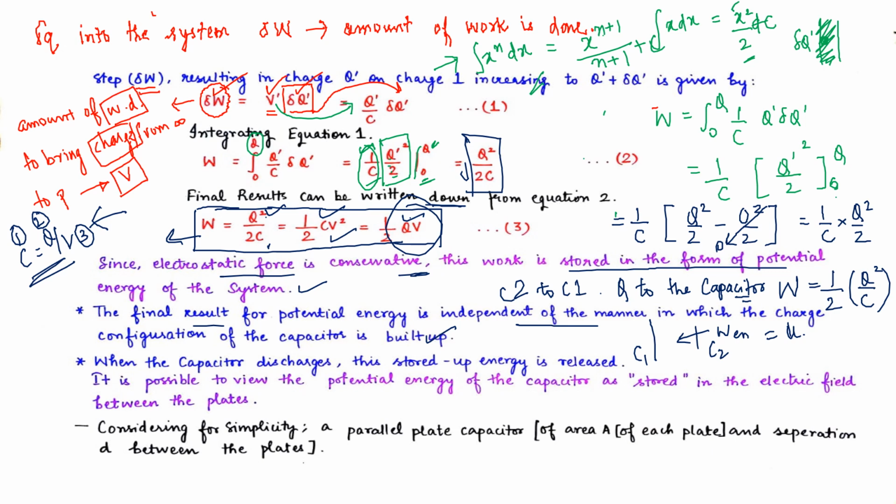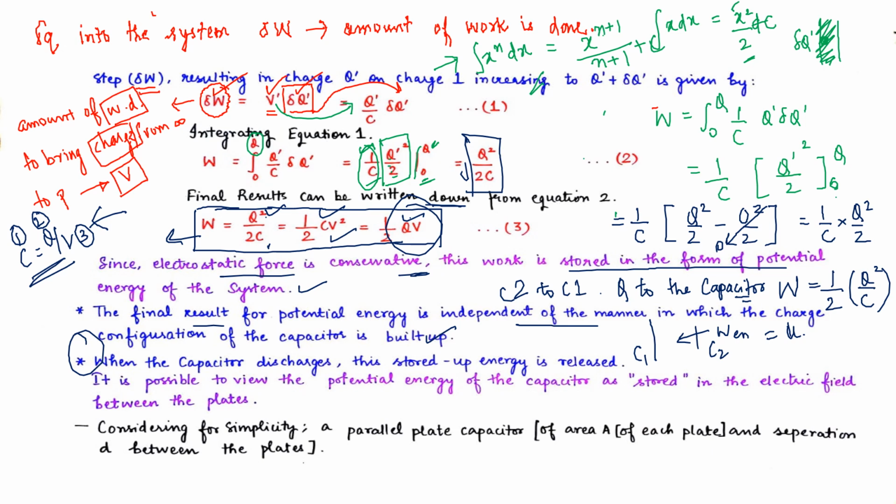What matters is the build up of the capacitor: the charge is built up, work is done, and there is a storage of potential energy. That is what we need. So it is path independent. That's why we say it's a conservative kind of force, and that's why the energy follows the conservation law. Come to the next point over here.